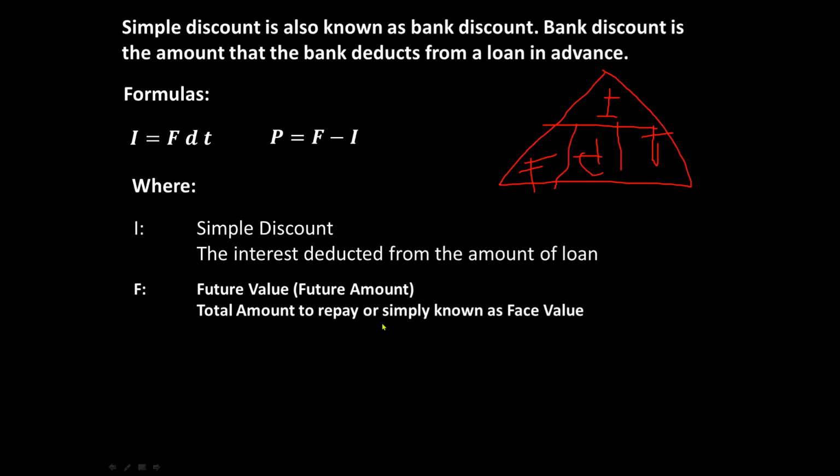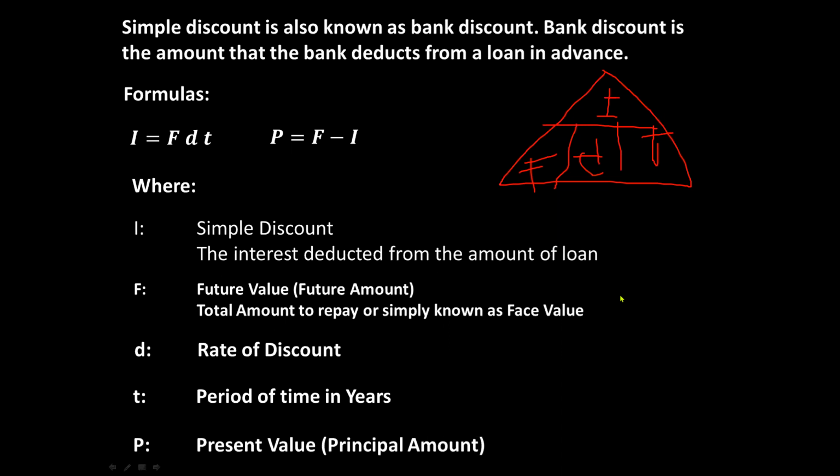Okay? So F is the future value or the future amount, total amount to repay, or simply known as the face value. And then D is the rate of discount. Katulad sa rate of interest kanina ng simple interest, sa rate of discount, kailangan naka-express into decimal during calculation. Pero kapag final answer, kailangan naka-convert yan into percent. Time: period of time in years. So, kailangan naka-express din into years. So, let me give you an example. P is the present value or the principal amount.